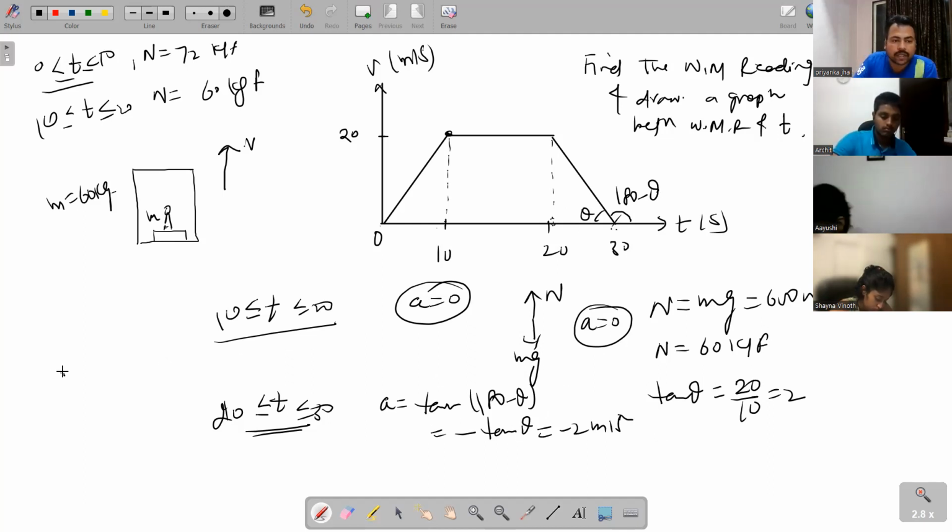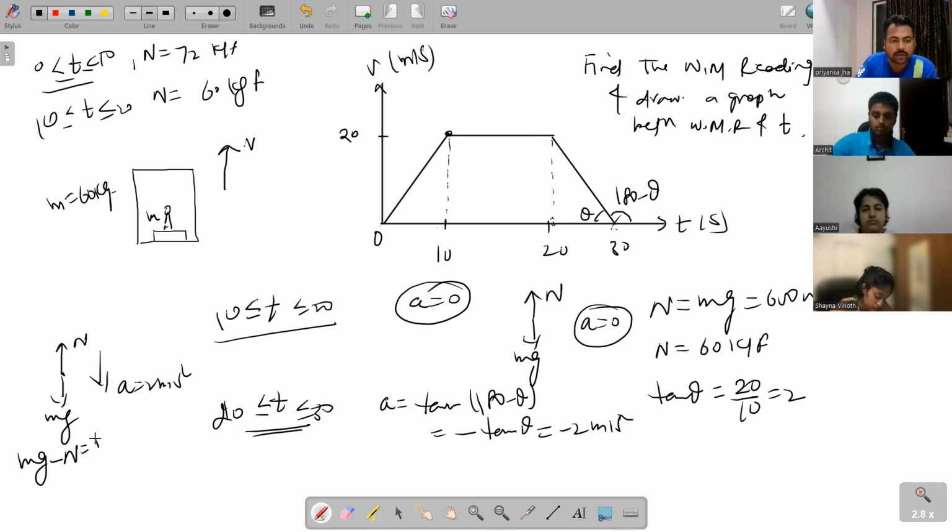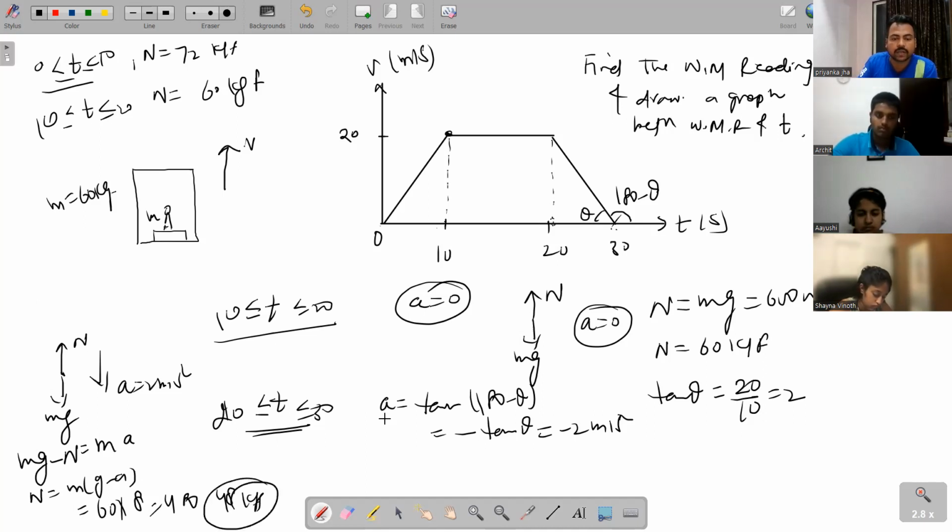Now, if you draw the FBD, you will get normal upward, mg downward, and acceleration is downward, 2 meter per second square. So write Newton's law, mg minus N equal to m into a. So N would be m into g minus a. M is 60 kg, g 10 minus 2, that is 8. So 480, it means that 48 kgf. 48 kgf, understood? So for T 20 to 30, normal will be 48 kgf. This is N1, this is N2, this is N3. Note it down.